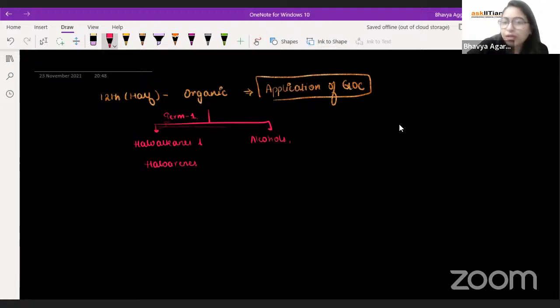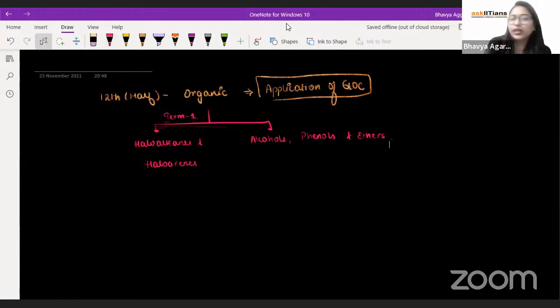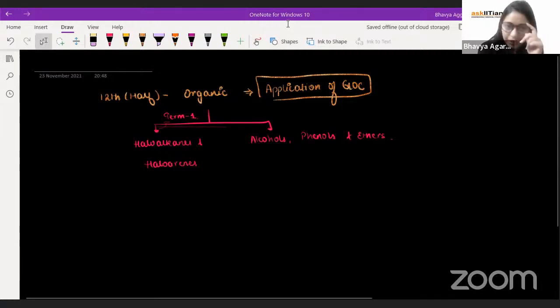Now, if I talk about the importance of these chapters, if you look at the basic CBSE, they have given equal due to all the 3 organic chapters. So it's almost 15. So this is a 5-5-5 division. So that is the basic organic division.